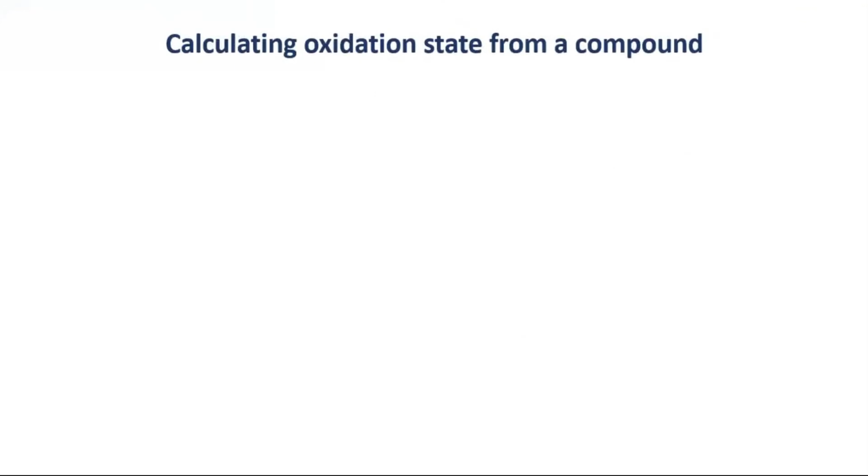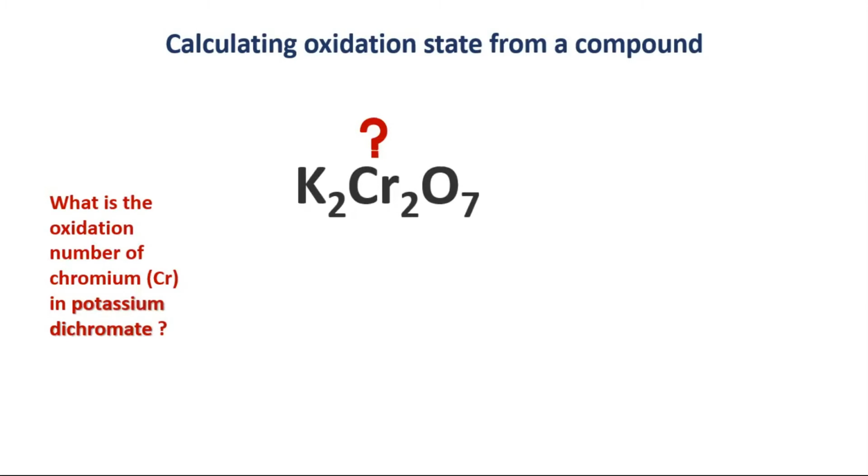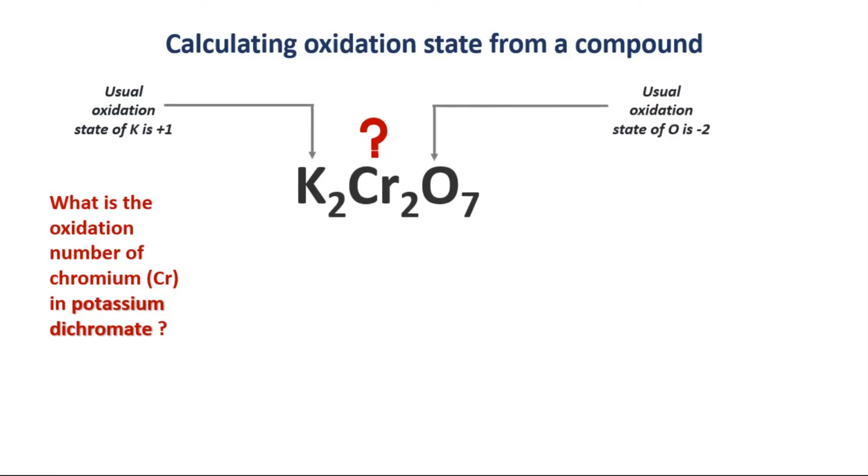Now let us apply our knowledge to identify the oxidation number of a transition element. We have potassium dichromate and we want to calculate the oxidation number of chromium. We know potassium is from group 1, so its oxidation state is +1, and the usual oxidation state of oxygen is -2. 2 potassium is present, so the total oxidation number is +2. 7 oxygen is present, so the total oxidation number is -14.